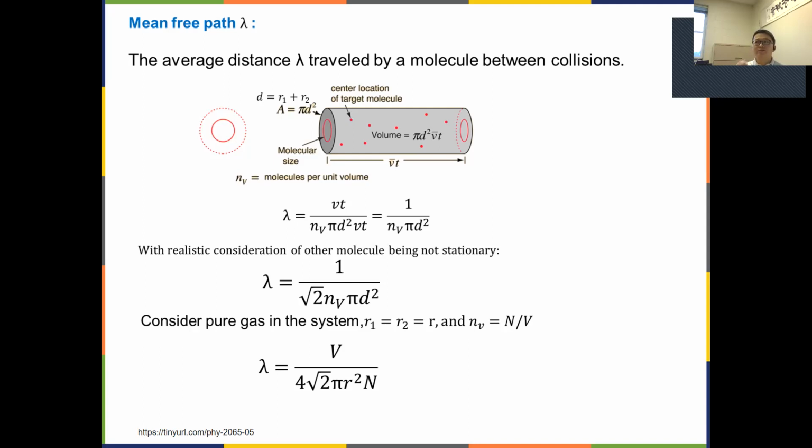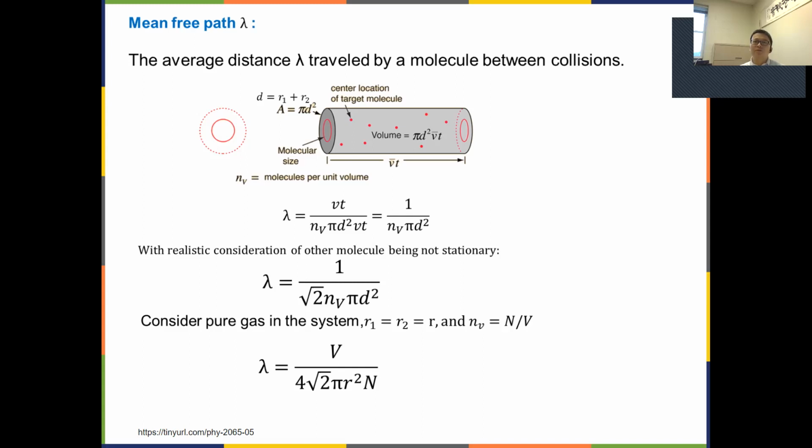So let's say it hits one molecule and bounces off, then it will hit another molecule at a later time. So what would be the distance traveled on average? That's the lambda. So this lambda is equal to, we know the distance traveled is equal to the average velocity times t.